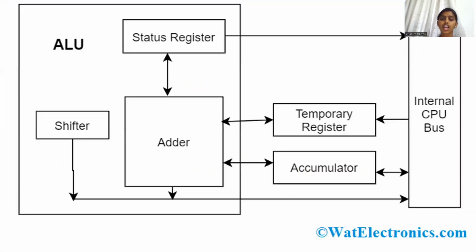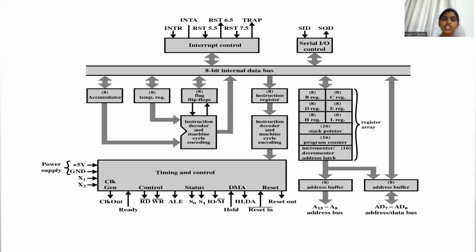Here is a flow chart in which you will know what is needed for this instruction set. As you all know, ALU means arithmetic logic unit, status register, adder, shifter, temporary register, accumulator, internal CPU bus. So this is a flowchart where you can know how the conditions take place in an instruction set, and how the flow of the instructions goes.